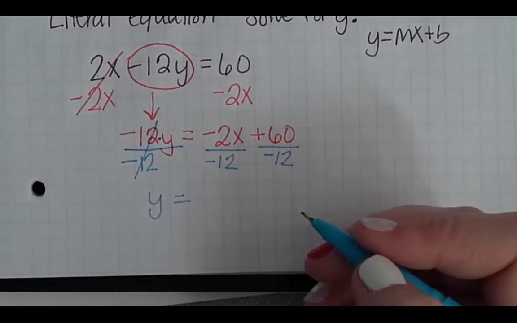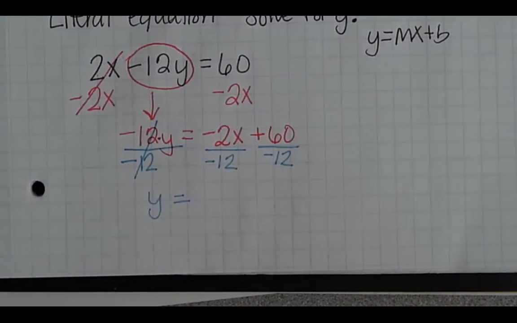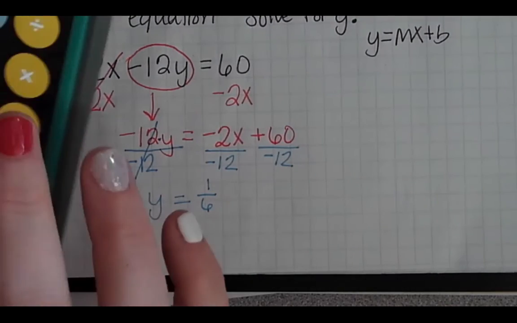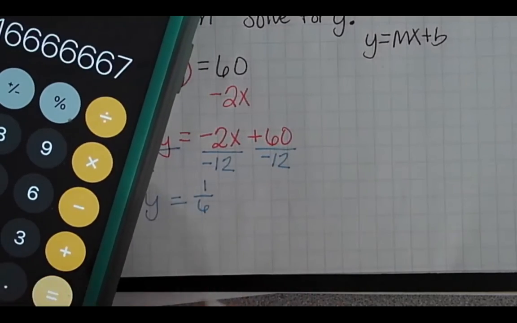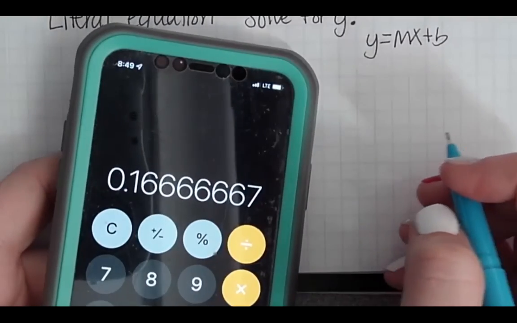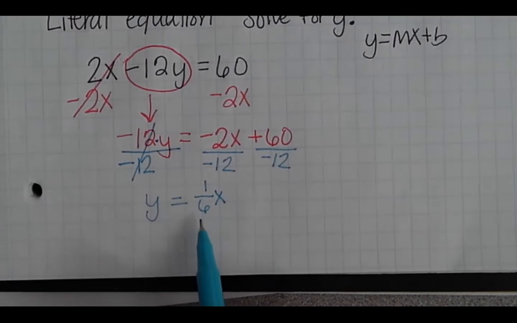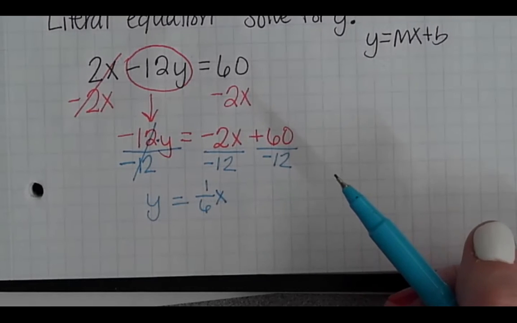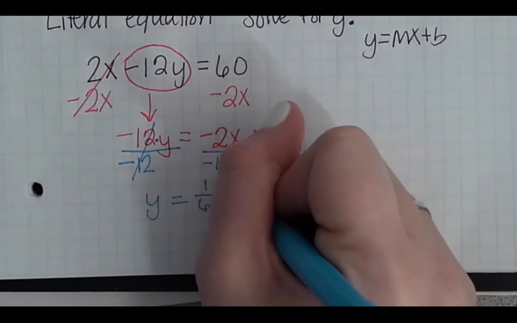What's a negative divided by a negative? Positive. What is 2 divided by 12? It would be 1/6. Or 2 divided by 12 is 0.17. Keep in mind for tests, sometimes they might write it as a fraction, sometimes they might write it as a decimal. You just need to be able to identify it as either one. Then what is 60 divided by negative 12? 5. Is it positive 5 or negative 5? Negative 5.